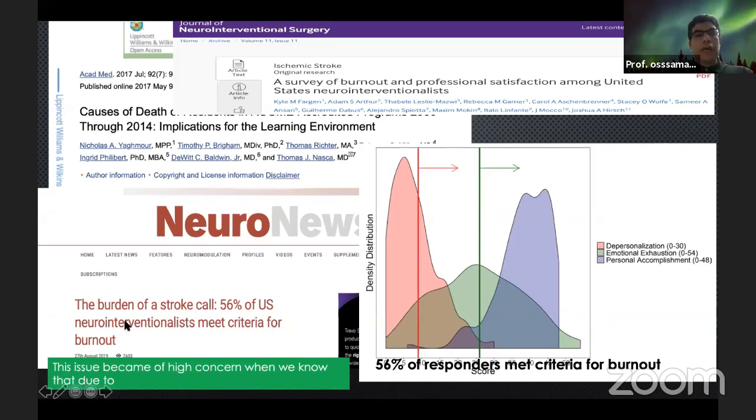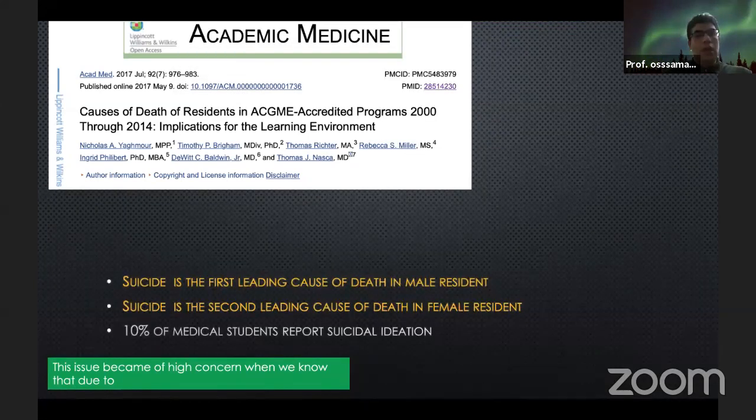And when we come to burnout, I think this is very important. A publication showing the burden of stroke call is that about 60% of USA neurointerventionalists meet criteria for burnout. So after the introduction of mechanical thrombectomy, the incidence of burnout is growing because of so many disturbances of the sleep rhythm of the neurointerventionalist, and also the change of lifestyle, the call 24 hours, 7 days, and so on. And this is another important publication showing that suicide is the first leading cause of death in male residents, and the second leading cause of death in female residents, and 10% of medical students report suicidal ideation. So we are a vulnerable group of the population.